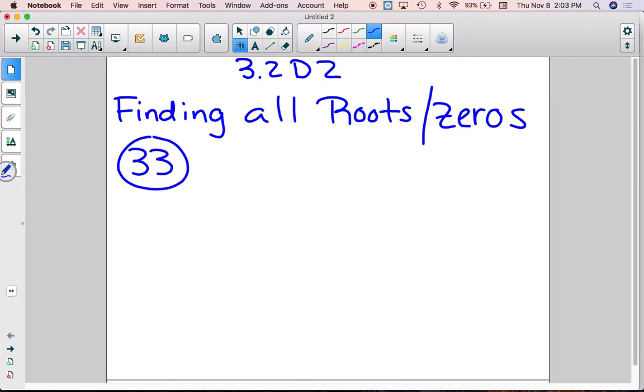Alright, so we're going to use what we did yesterday, the B over C's. But we actually have to figure out which ones are solutions. And to do that, we're going to use synthetic division. No, that's B. That's form B.